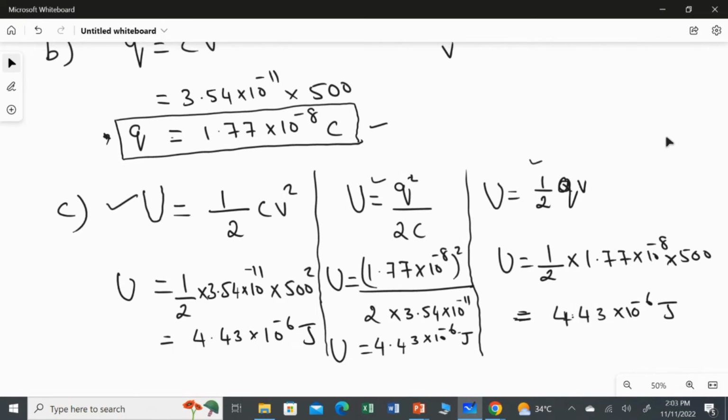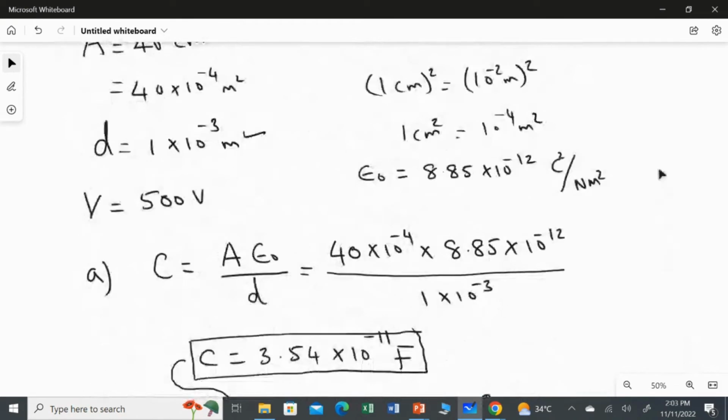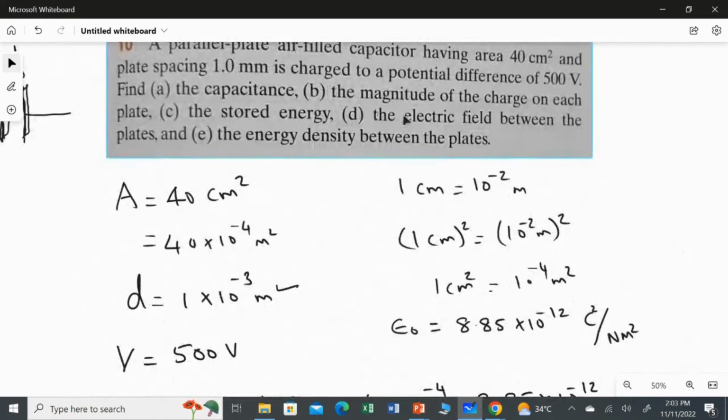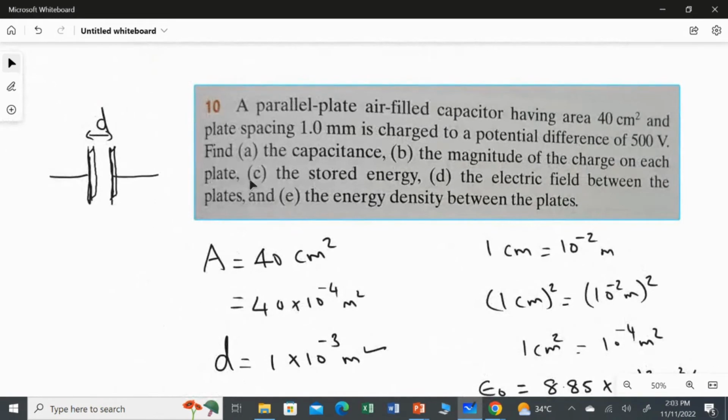Okay, now we have to move to the fourth part of the question. What is given in the fourth question? We are going to find what should be the electric field between the plates. You have to see this diagram. So if you have two conducting plates, we can easily find what should be the electrical field between the plates. How can we calculate?